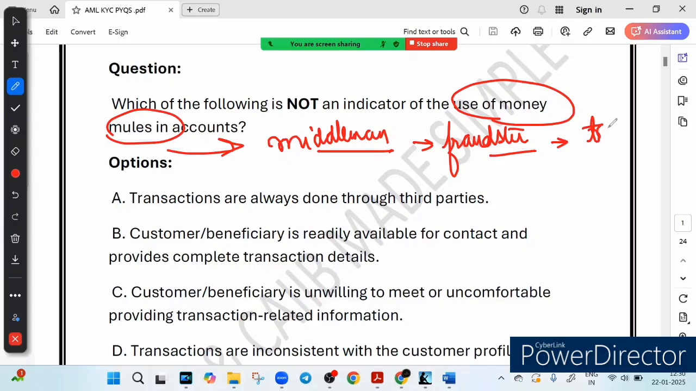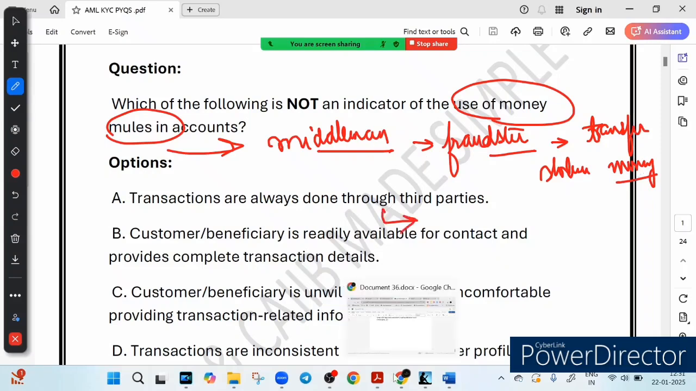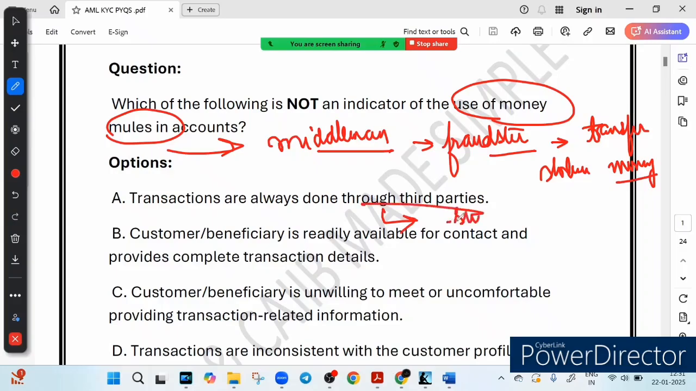What is the main motive? To transfer the stolen money. So these accounts often show certain red flags. Option A says that transactions are always done through a third party. Yes, this is a clear indicator. Fraudsters usually avoid direct transfers and use third parties to hide their tracks. Remember, third party transactions are always suspicious.